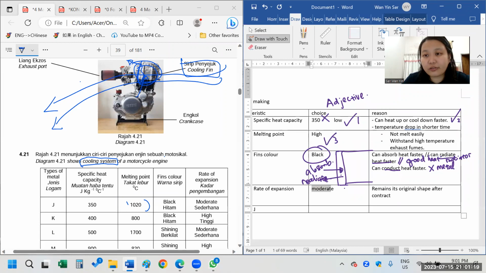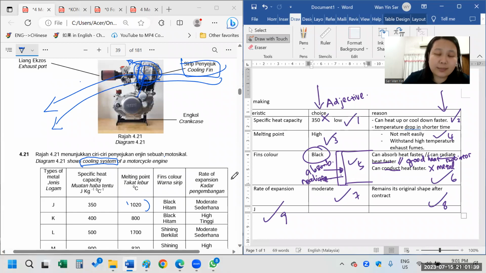If you got 1, 2, 3, 4, 5, you won't forget. So 1, 3, 5, 7, 9, then 4, 6, 8. So this is how teacher mark that normally. Odd number is for the point for your choice. Even number is for your reason.